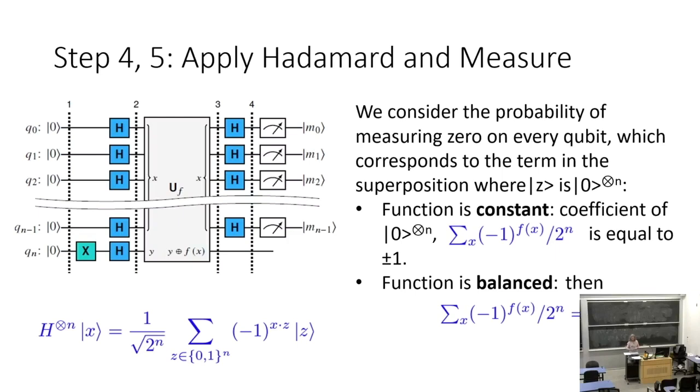So the next step that we need to do is apply a Hadamard gate to all of our n qubits in the first register. When we apply the tensor n Hadamard gate to our x states, we get 1 over square root of 2 to the n times the sum over z of -1 to the x times z. And we're summing over z here, not just to keep x's and y's and z's separate.